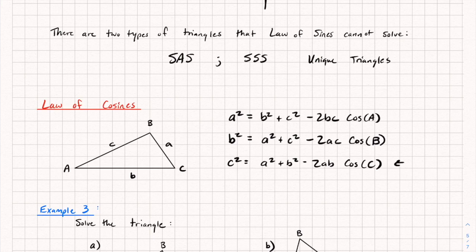Notice this format right here is very, very similar to Pythagorean. What it says is that if I have a non-right triangle, I actually have to subtract this extra little piece here from Pythagorean for it to be true.